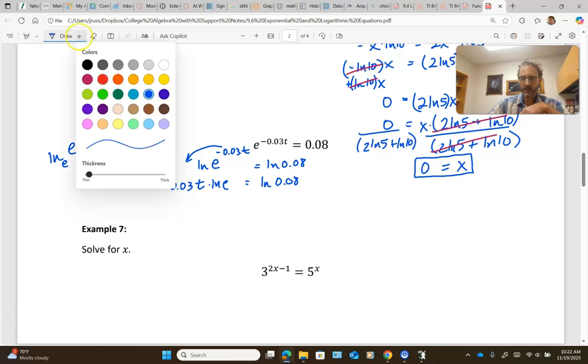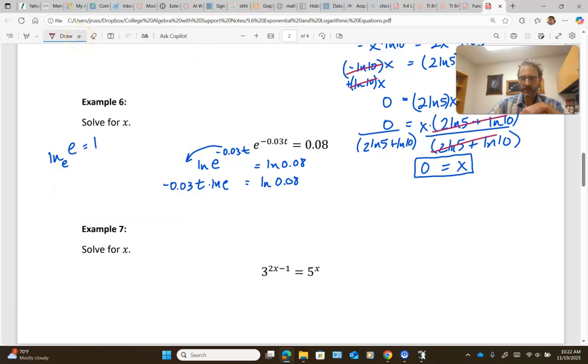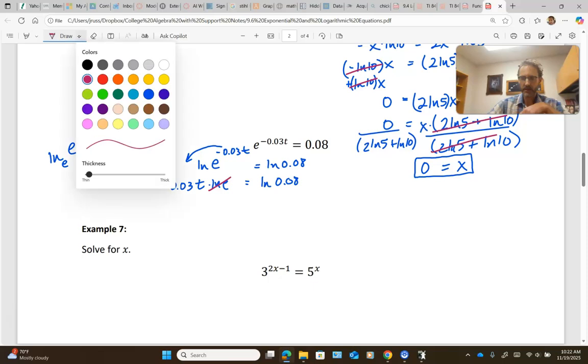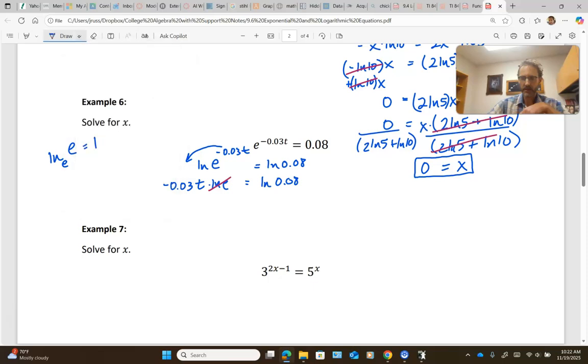Okay, and so you can look at this like, well, the natural log of e is 1, so it's kind of like that factor just disappears. And so you're left with just negative 0.03t is equal to the natural log of 0.08. And now we're back to isolating for t again. Okay. Well, fortunately for us, the coefficient of t is not some weird irrational number. It's that decimal. So we'll divide both sides by negative 0.03.